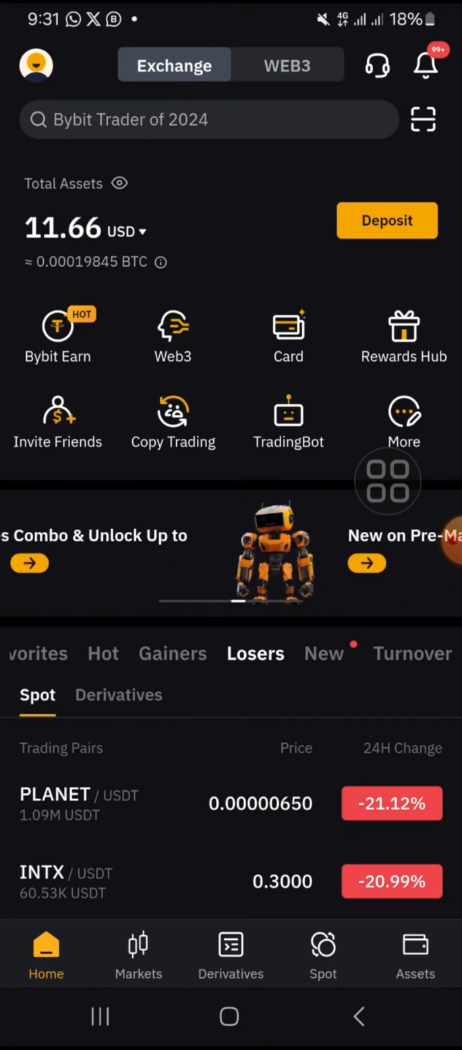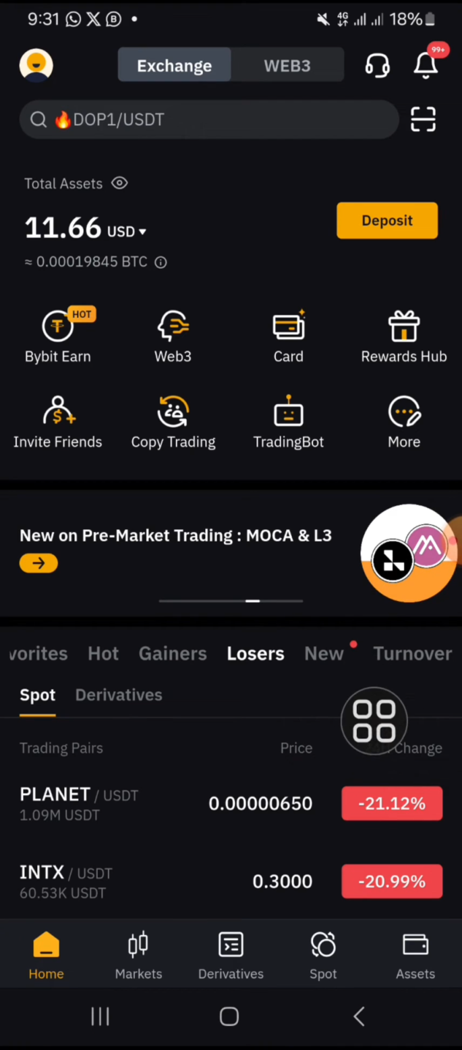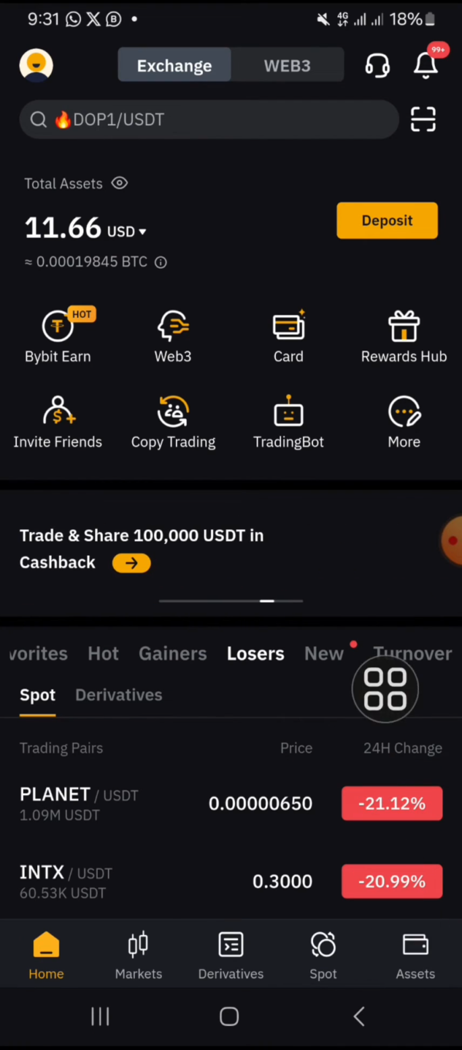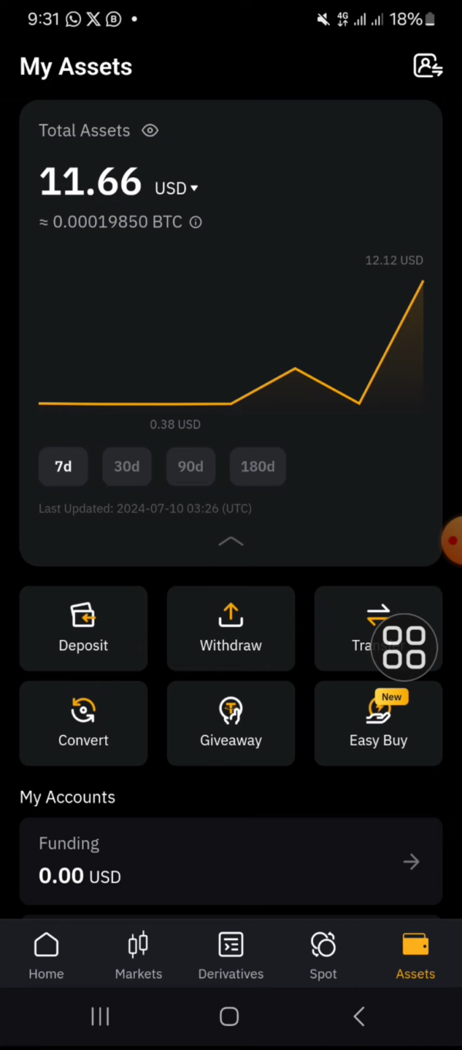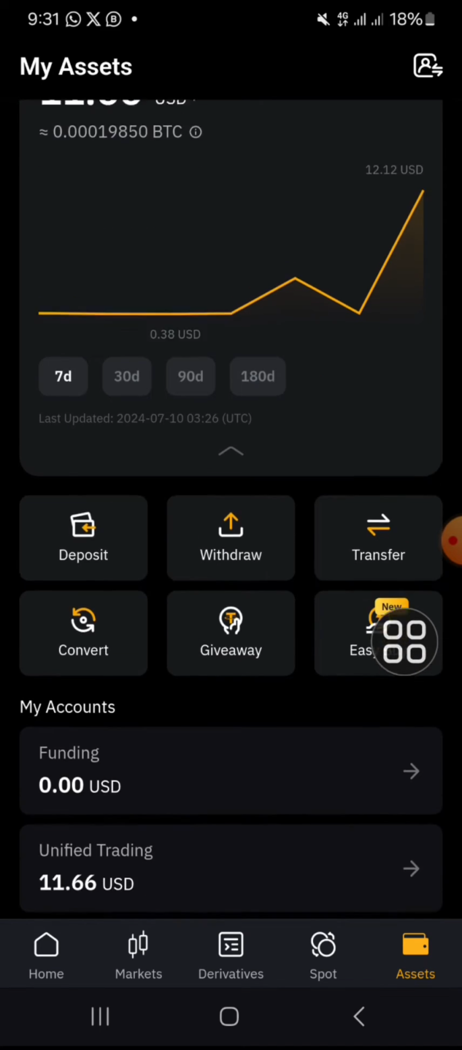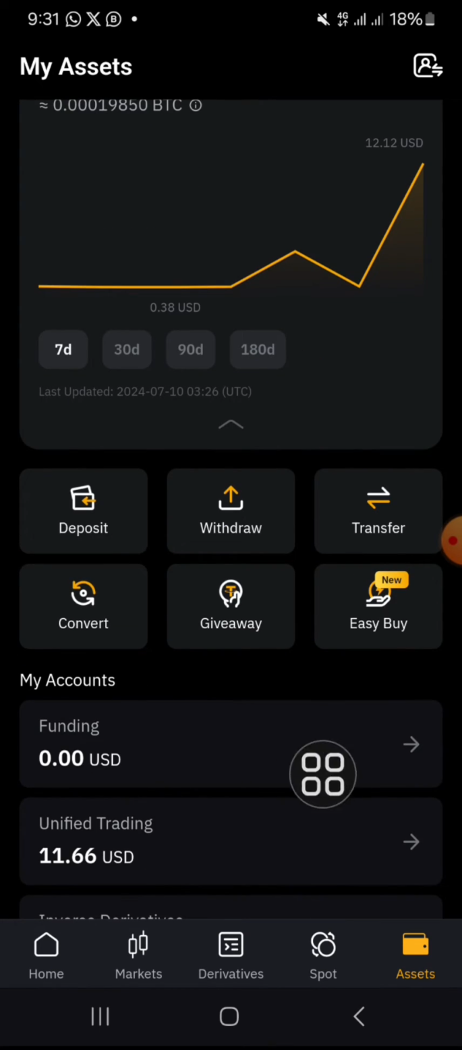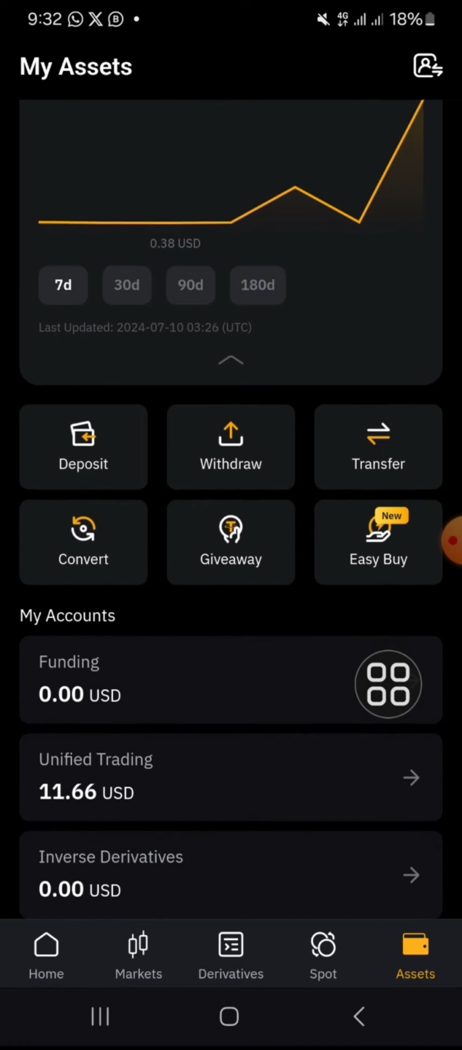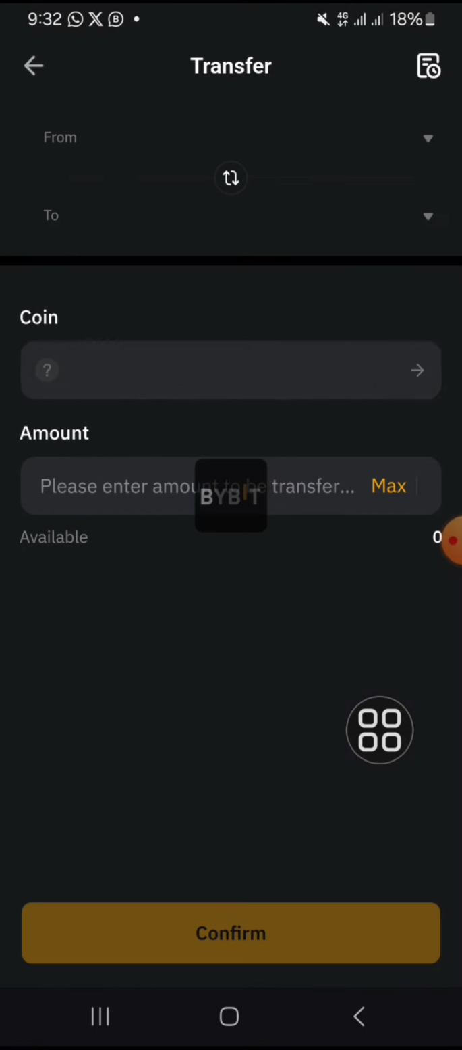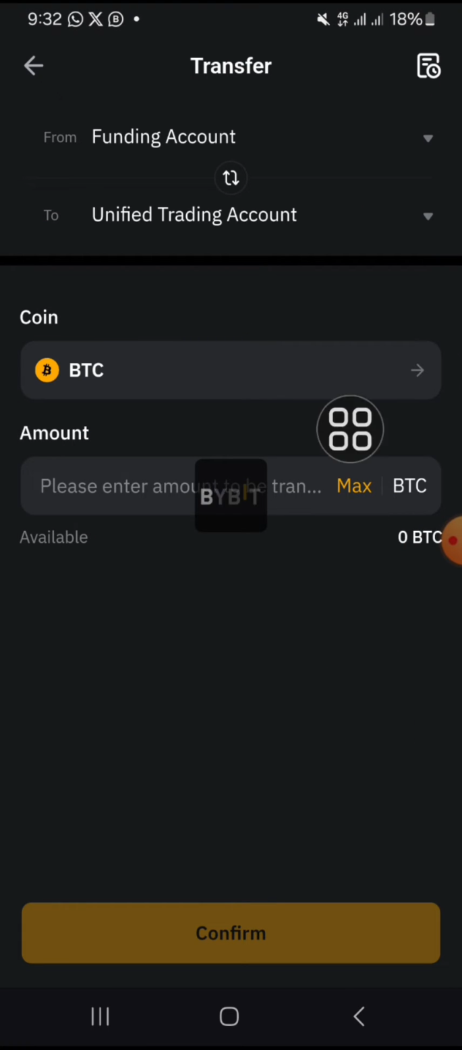So to get to spot trading, first of all, log into your Bybit app, and ensure the money you want to use to do the spot trading is in your unified trading account. First of all, click on Assets. Any money you deposit on Bybit, either through P2P or sent from another wallet, will be shown in your funding wallet. For you to use it to trade, you need to transfer it to your unified trading. To do this, click on Transfer, then click on this place for where you are transferring from. You are transferring from funding to unified trading.